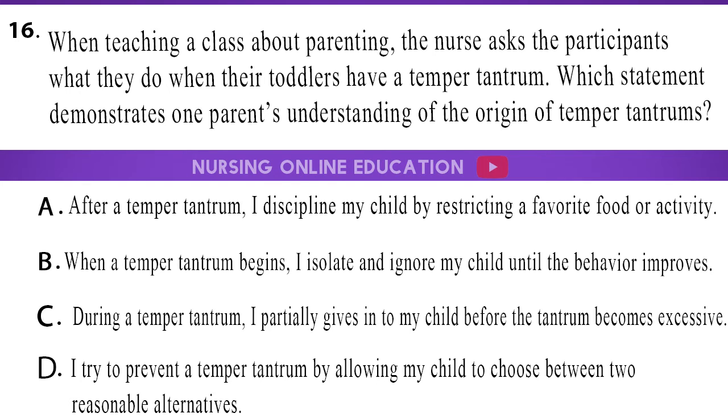A. After a temper tantrum, I discipline my child by restricting a favorite food or activity. B. When a temper tantrum begins, I isolate and ignore my child until the behavior improves. C. During a temper tantrum, I partially give in to my child before the tantrum becomes excessive. D. I try to prevent a temper tantrum by allowing my child to choose between two reasonable alternatives.